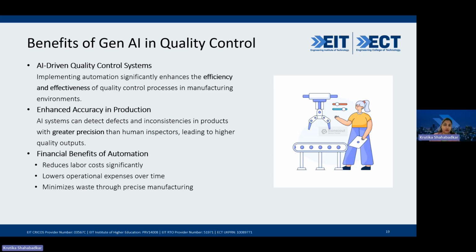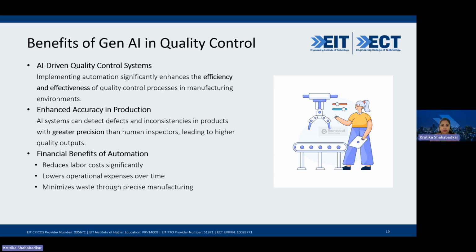One of the biggest payoffs is enhanced accuracy. With high resolution imaging and deep learning models, AI can pick up minute variations in surface texture, alignment, or color that human inspectors, even trained ones, might miss sometimes. In industries like pharmaceuticals or aerospace or manufacturing, where failure isn't an option, this level of scrutiny is critical. And of course, we can't ignore the financial angle.